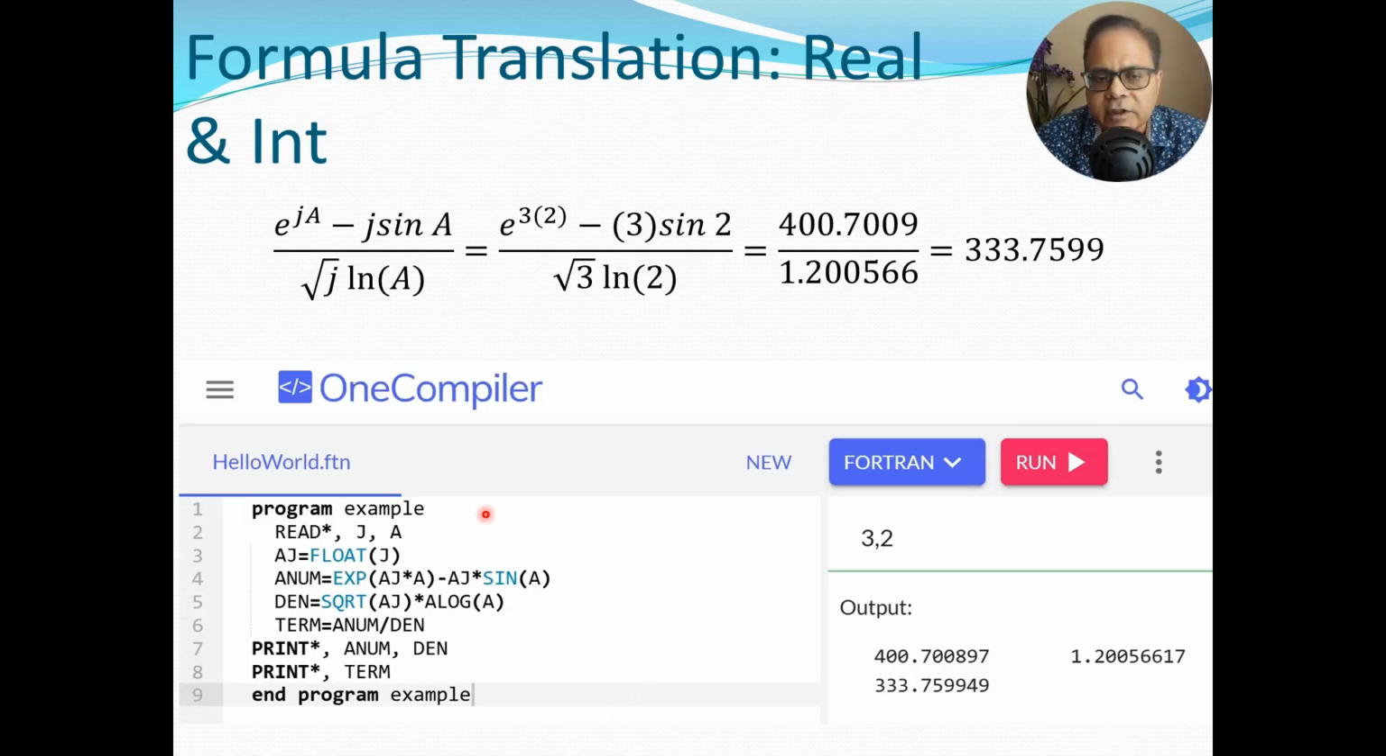Now what I have done here, I have put it in the compiler here and compiled it, and I run this code here with values of 3 and 2 for j and a respectively, and I get the output to be 333.7599, which is what you see here. And I also printed out the numerator and denominator in this case to solve this problem. So this is another thing, of course, a good programming practice is that you can print out sometime the intermediate variables if you are interested in seeing how the code is working out.